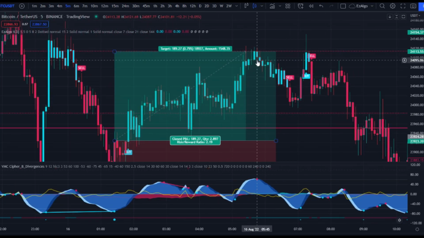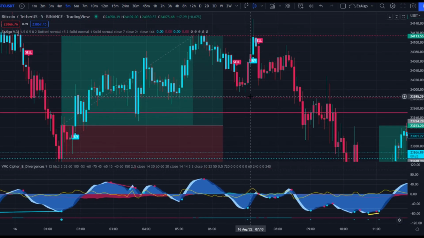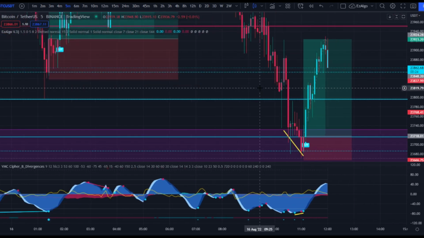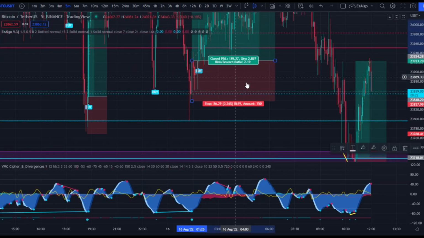And what do you know? Red dot at resistance, price goes down. So you can see, right? You can see how this strategy works. And it's not rocket science, guys. You're seeing this for yourself.